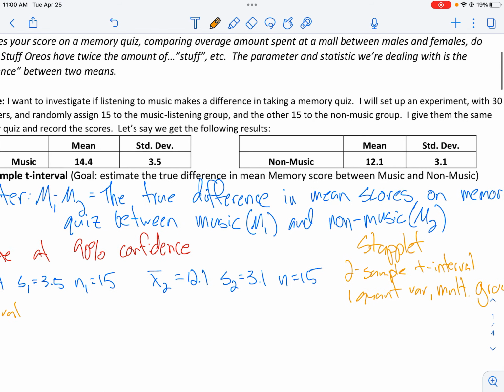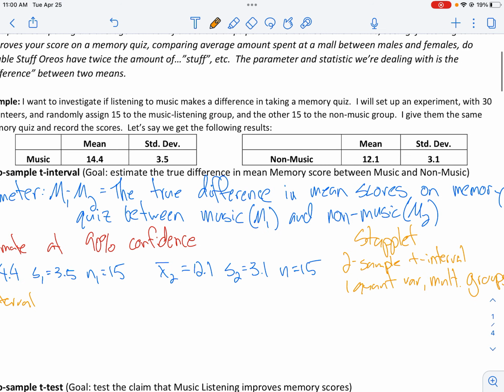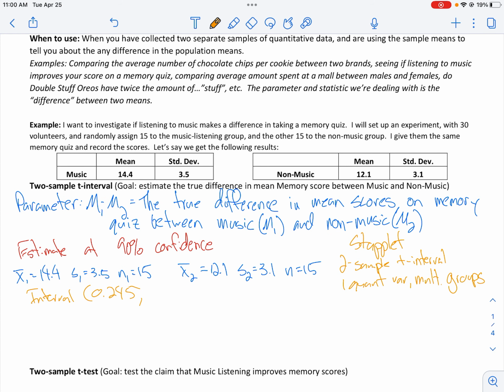All right, so our interval was from 0.245 to 4.355. All right, from that we get a margin of error of 2.3 when we find the actual difference between our values, and then plus or minus 2.055. Okay.